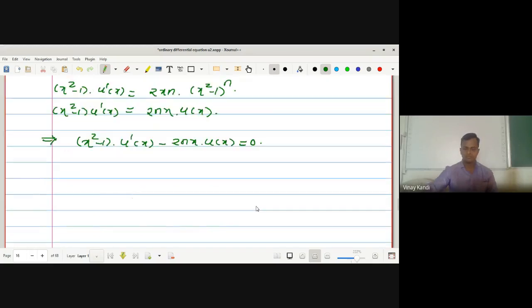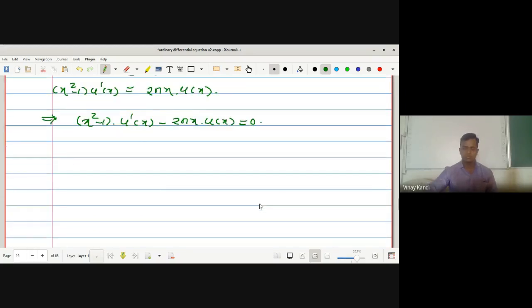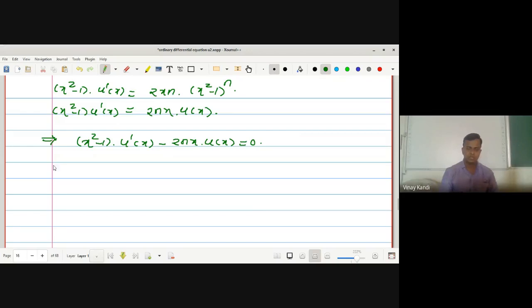Okay, now differentiate this equation n plus 1 times. Okay, differentiate this equation n plus 1 times. Okay, we don't know what is the derivative of this one, n plus 1 times. Okay, for this we have to follow a procedure.